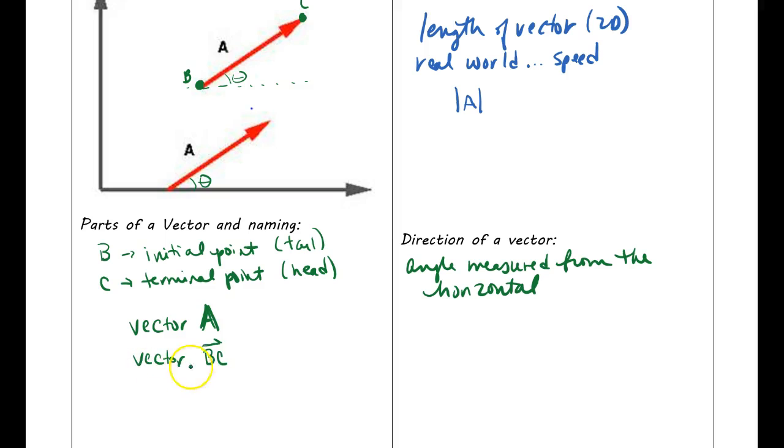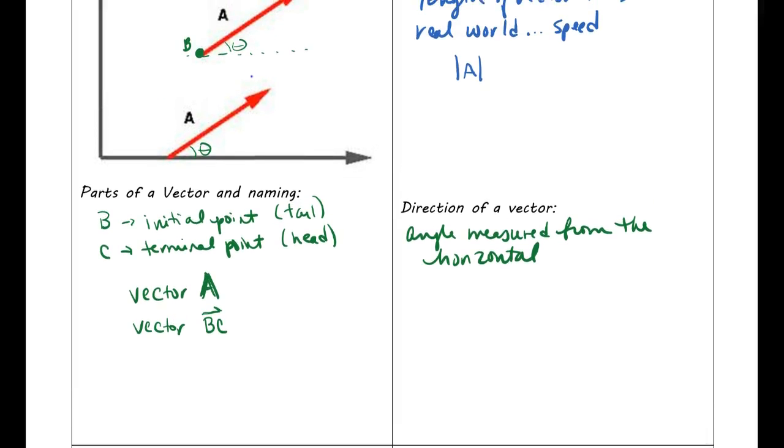So if I say vector BC, I do this symbol that's like a half arrow, but when I read it, I know that since C is under the half arrowhead, that must be the terminal point, and that must be the initial point because it's under the tail. And so that's another way to name a vector.